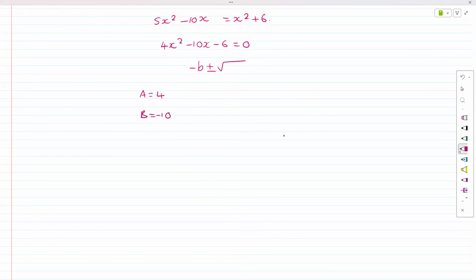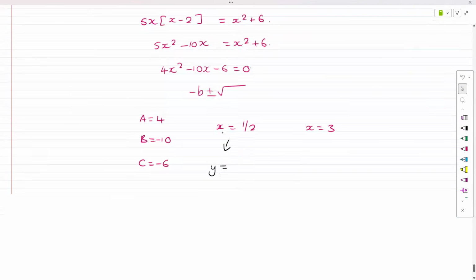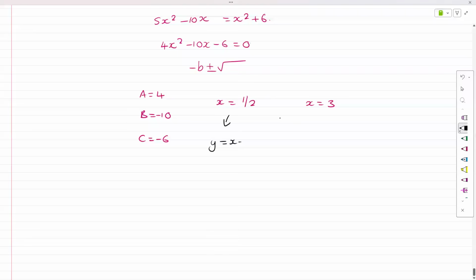But I mean, it works, so let's go with it. Our x values are going to be equal to half. Our x values are going to be equal to 3. Guys, you'll know the rule. Substitute back into equation 3. Y equals x minus 2. And this is y equals half minus 2. Y equals 3 minus 2. So y equals 1 over 2.